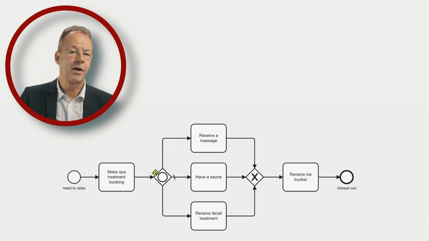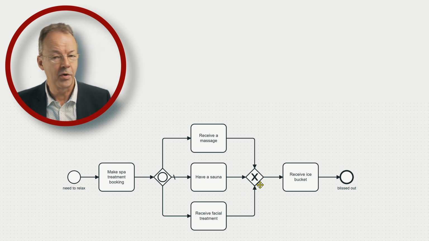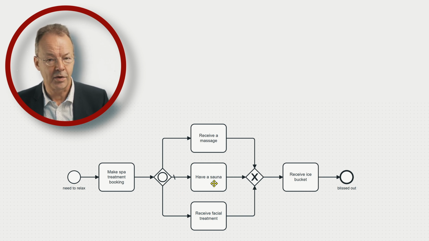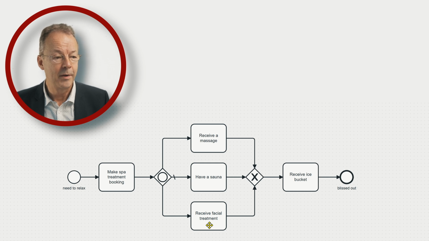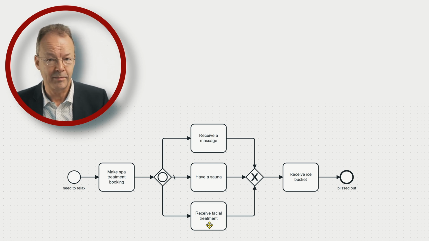The problem here is now that we have an XOR join here, and this will let pass every token, and then we receive an ice bucket. So for example, if we have the sauna and afterwards we have the facial treatment, we will then receive 2 ice buckets, and that may not be the intention here.